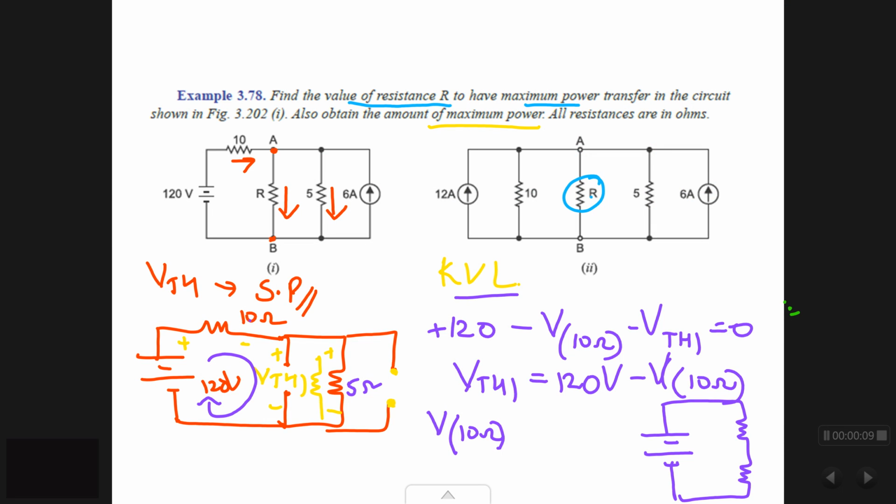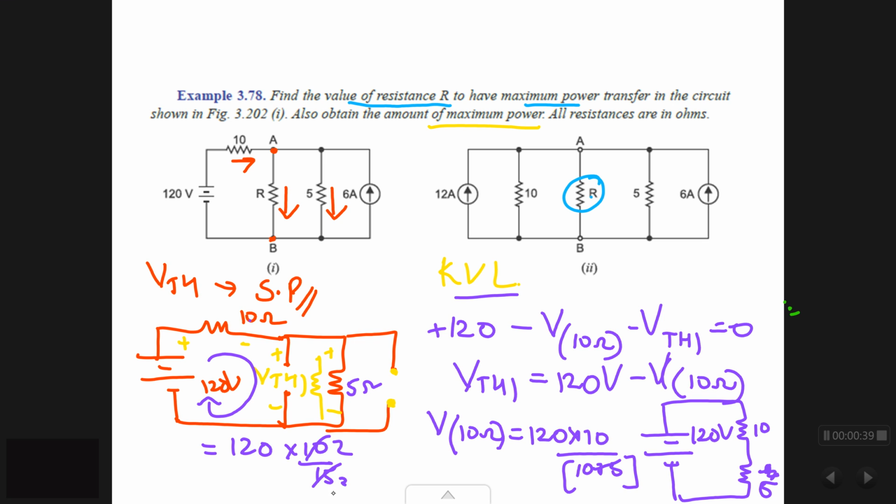Okay, now this circuit over here, this is 120 volts, and over here you have 10 and you have 5. Sorry, this is 5. So you want to find the voltage across 10 ohms. I will use the voltage divider. So it is 120 into 10 divided by 10 plus 5. So whatever answer you get, I'll write it over here, it's 120 into 10 by 15.